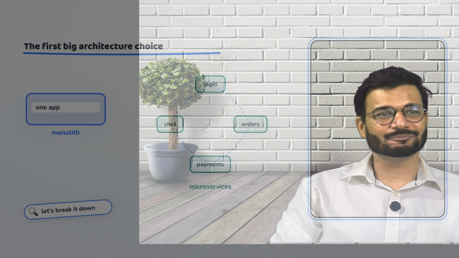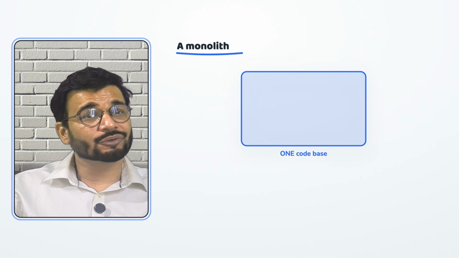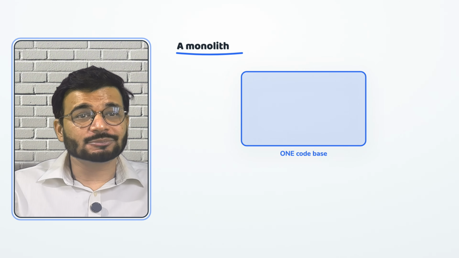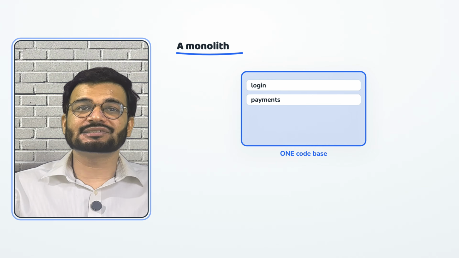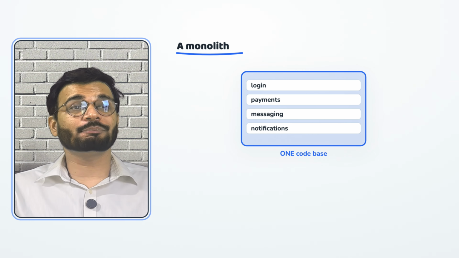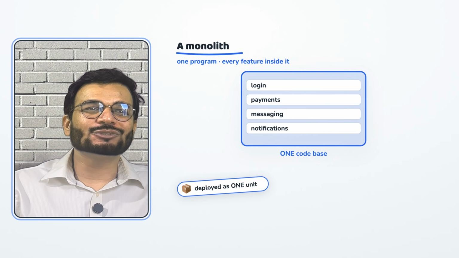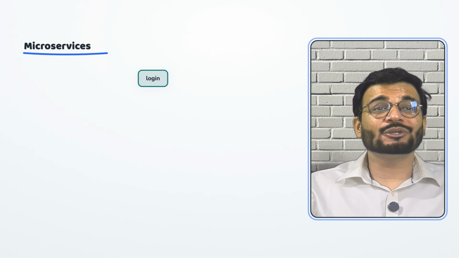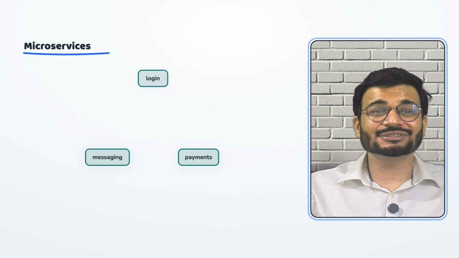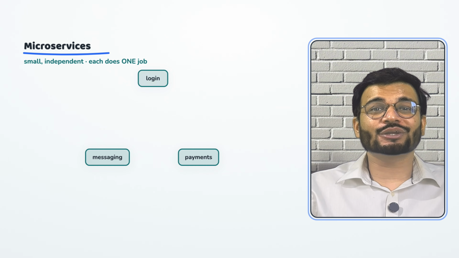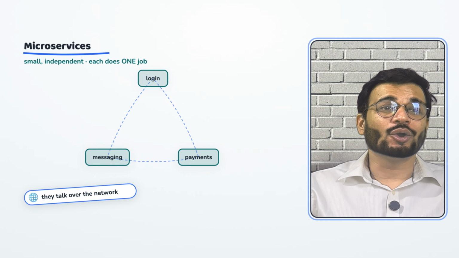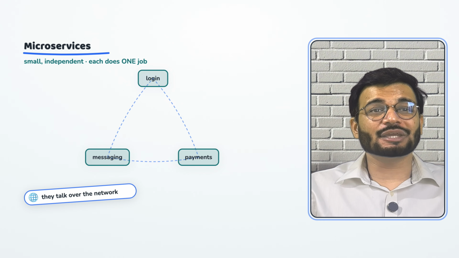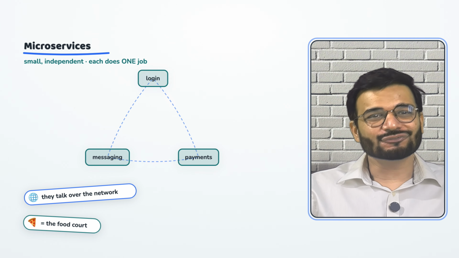So, let's break it down. Now, monolith is one single program that contains all your app's features: login, payments, messaging, notifications, all in one big code base and deployed as one unit. That's the giant kitchen. Microservices is when you split the app into many small independent programs, each handling one job and talking to the others over the network. One service for login, one for payment, one for messaging. Now that's the food court.